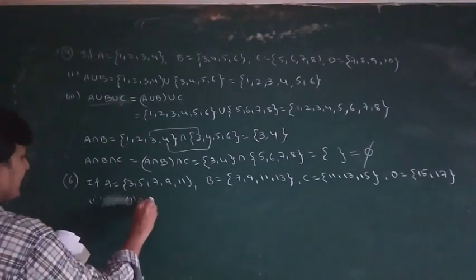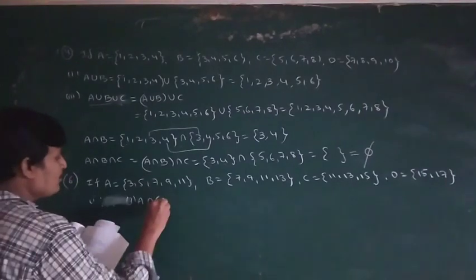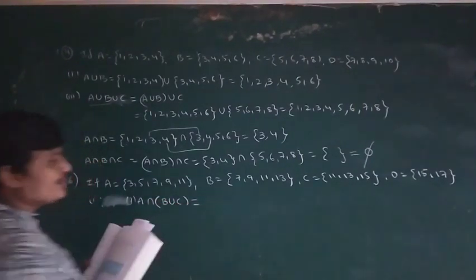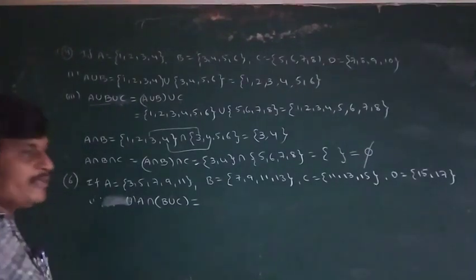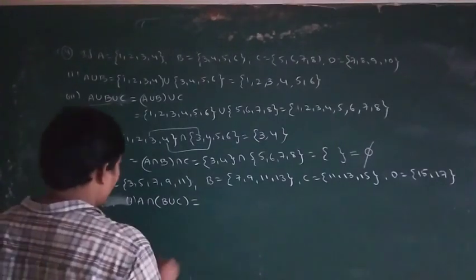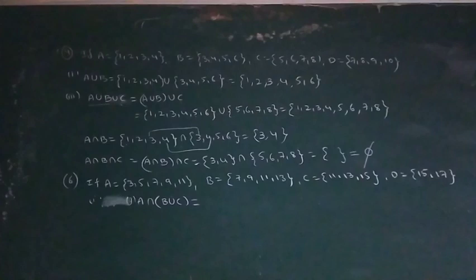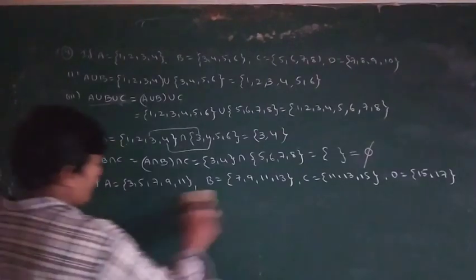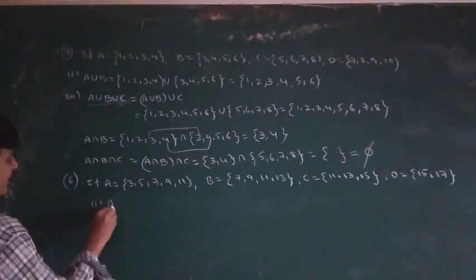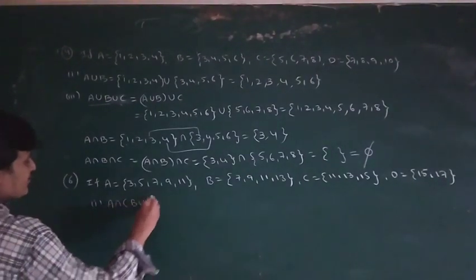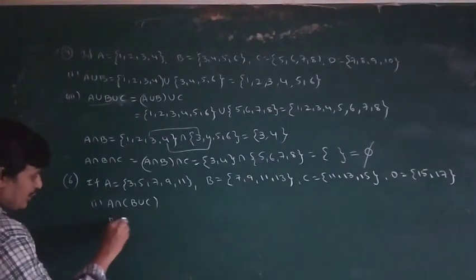First problem, A intersection B union C. But A intersection B union C means first we have to calculate B union C. What is A? First, A intersection B union C. So first B union C.